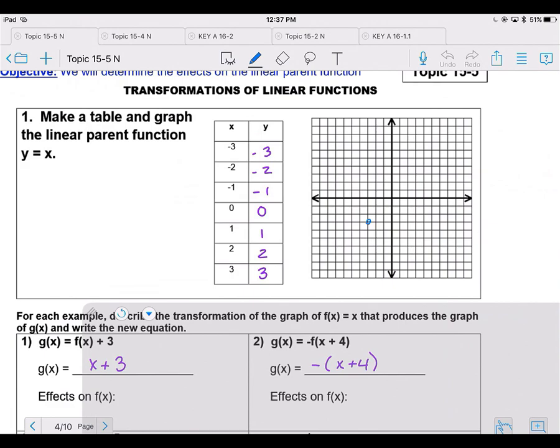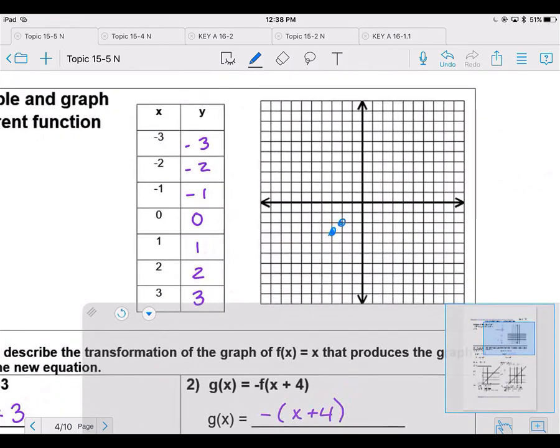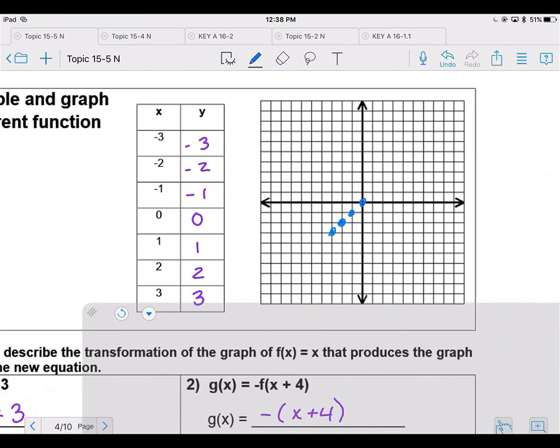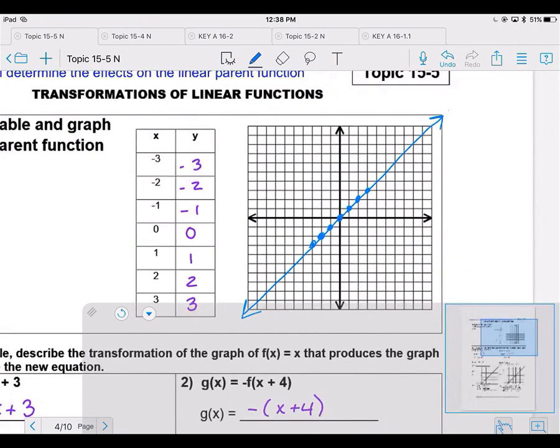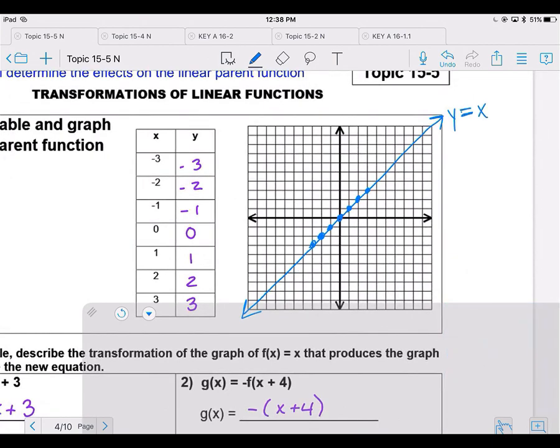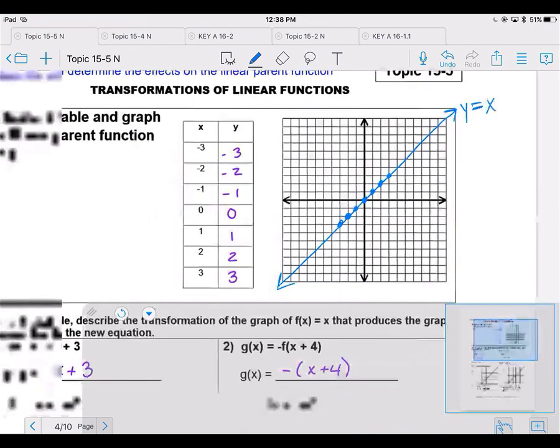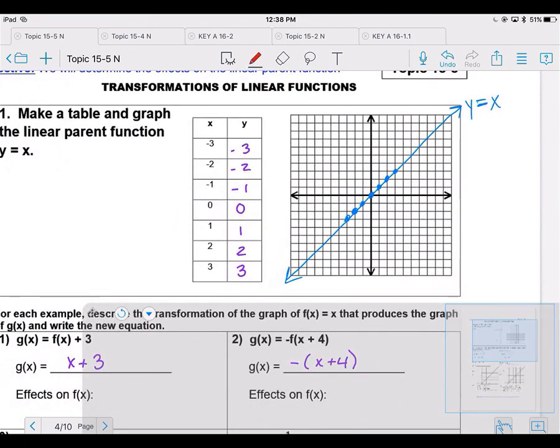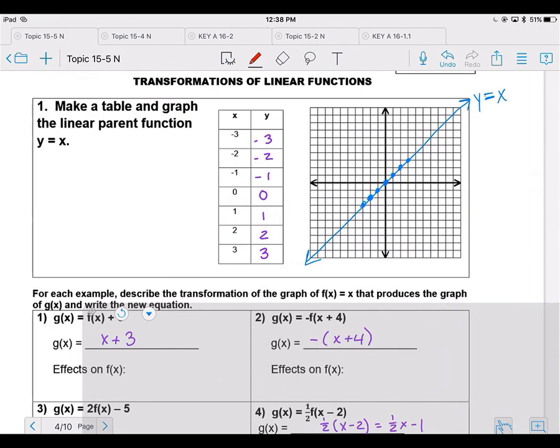-3, -3, -2, -2, -1, -1, 0, 0, 1, 1, 2, 2, 3, 3. So this is the equation y equals x, which is our linear parent function. So just like with quadratics, our linear parent function is the one that all other parent functions are based off of. Everything changes based off of this.